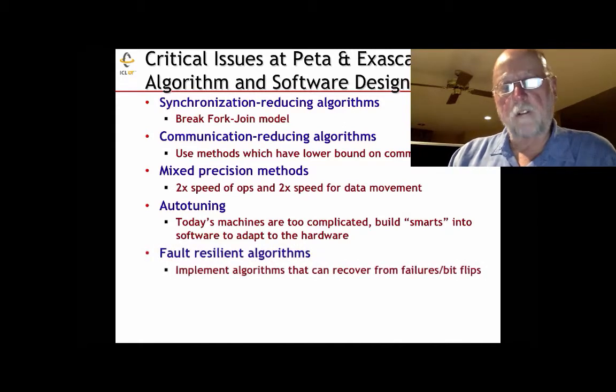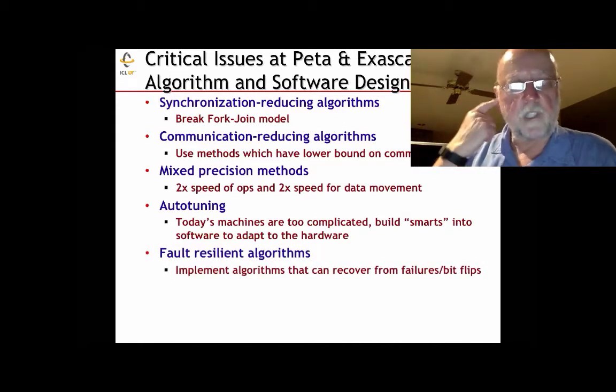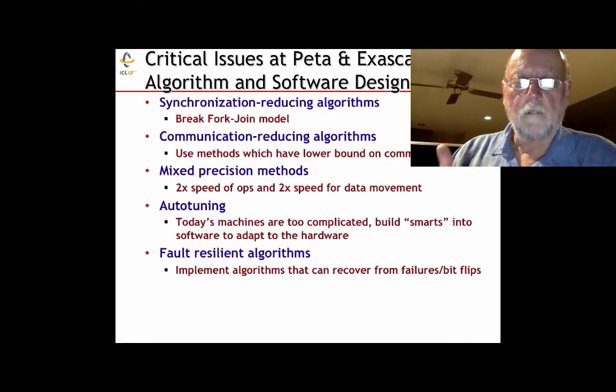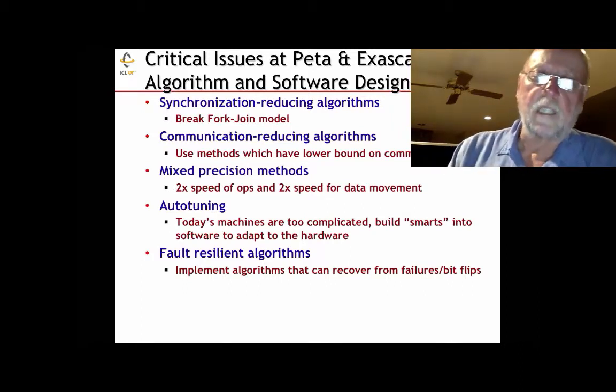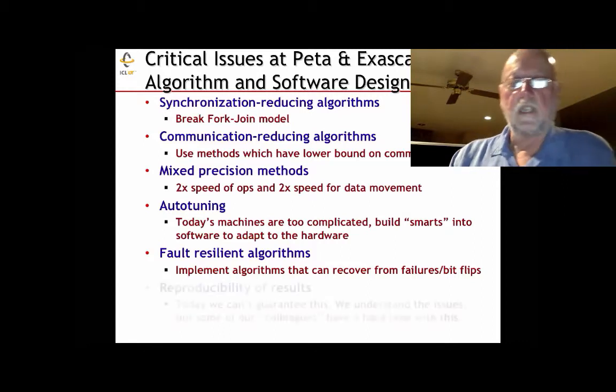You have to build algorithms which are resilient to faults. We have machines which have literally millions of cores in them, and things are going to fail. So we have to be able to transition past failure. Today, our programming model is one which can't do that. Our programming model is MPI. There's no fault model within MPI today. We're working on it, but we don't have it today. And we need to design algorithms which can effectively do that.